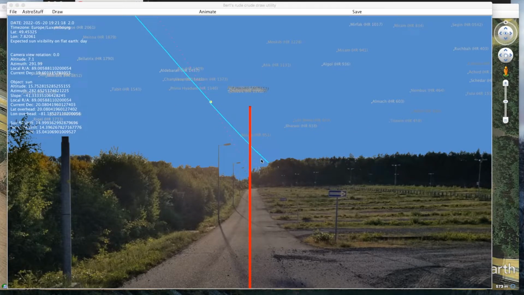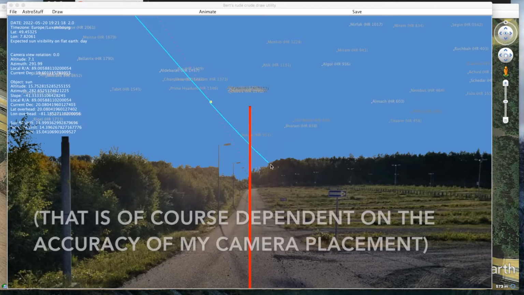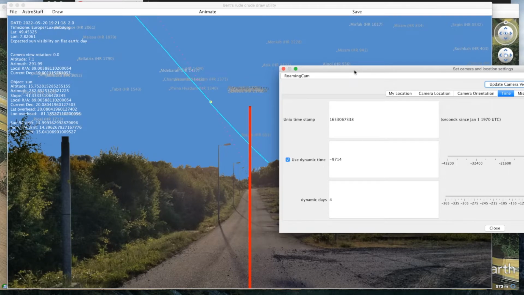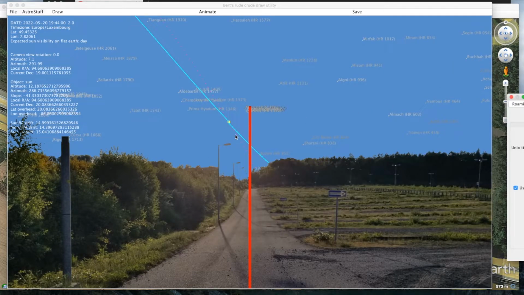Well, the first thing that you can see is that the sun should go behind this tuft of branches in this tree right around here. So that would be the first prediction that I would make, is that the sun should appear to go behind these trees right here.